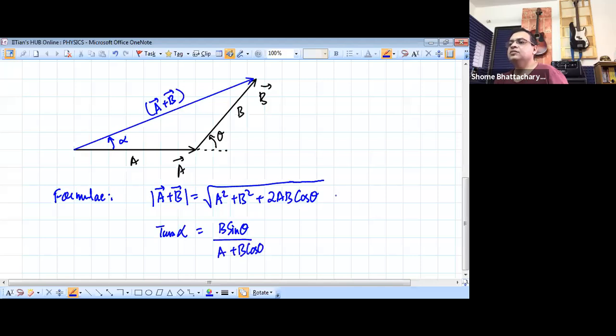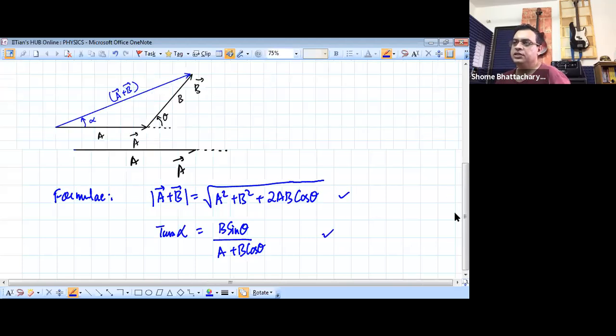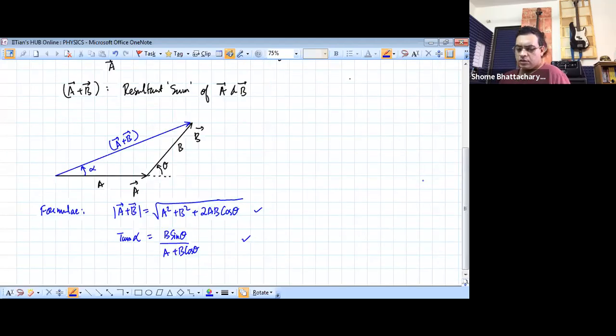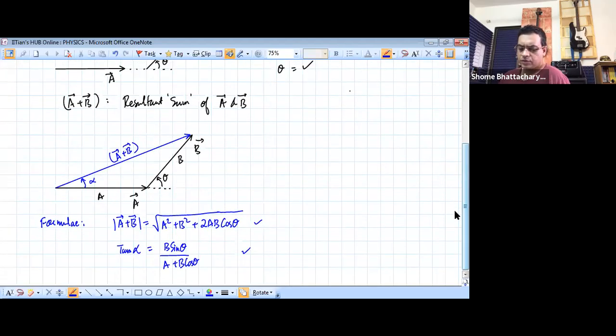In the last lecture, we talked extensively about these two formulae, and then we saw some applications of this. Most of worksheet number 1 is about the applications of this formula. So just make sure you have a quick revision of this.